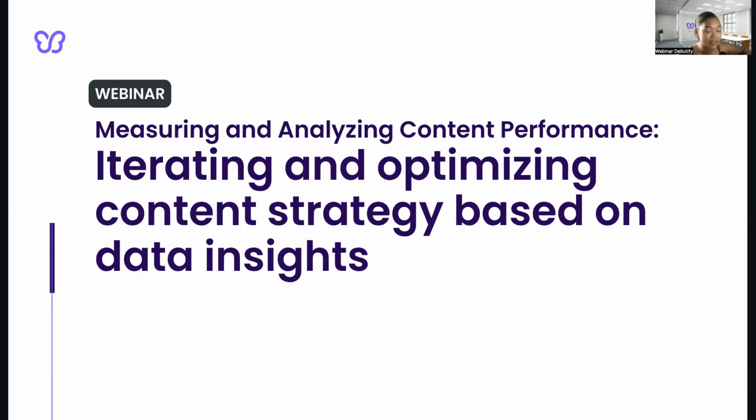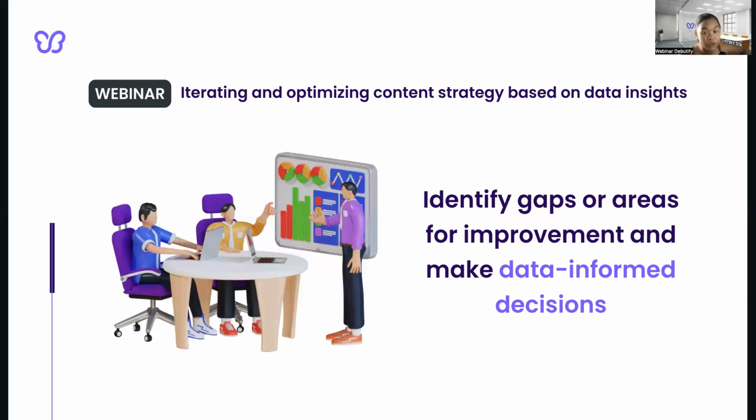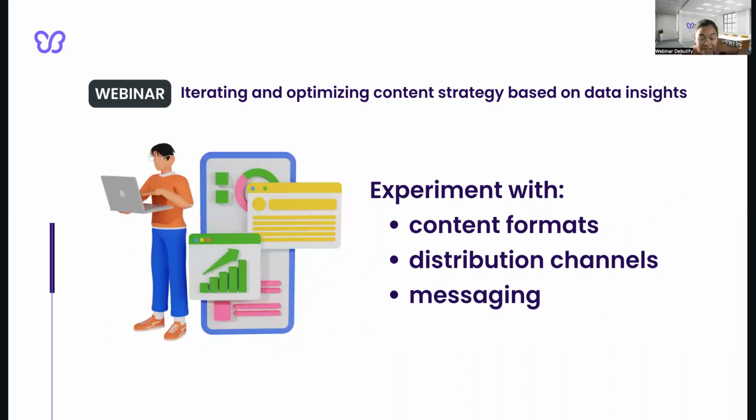Another way is to iterate and, of course, optimize these strategies based on data insights. Data-driven insights are invaluable for continuous improvement. So you have to use the data that you gathered from analytics to iterate and optimize your content strategy. Identify the gaps and the areas for improvement so that you can make data-informed decisions and not just try this out and try that out all at the same time. Of course, you can still experiment with content formats, distribution channels, and even the messaging to refine your strategy to achieve better results.